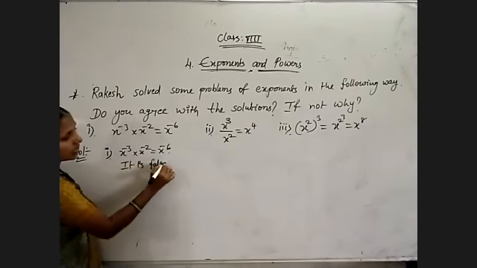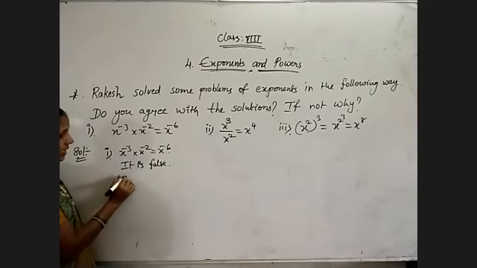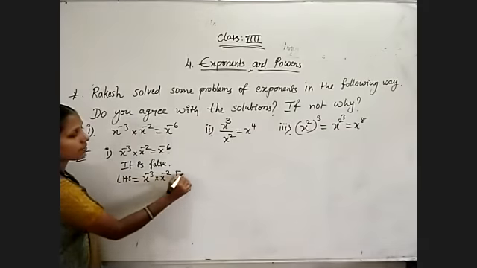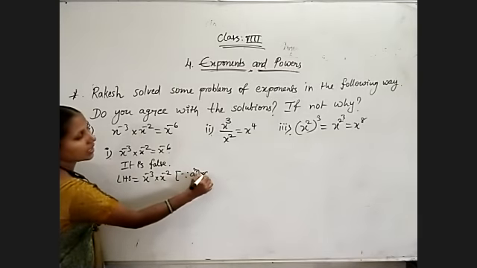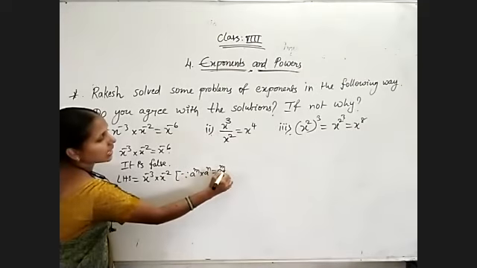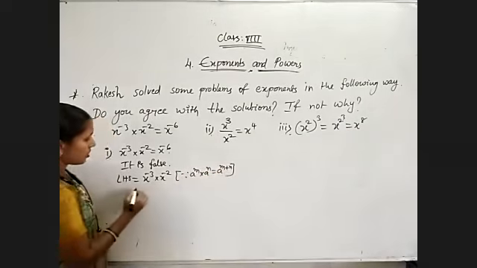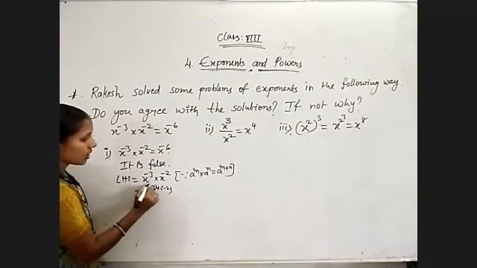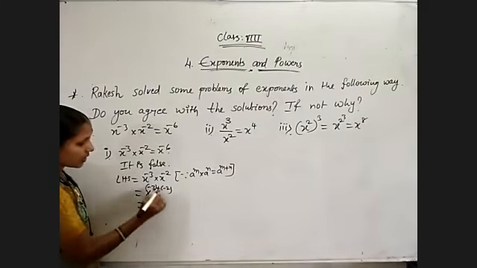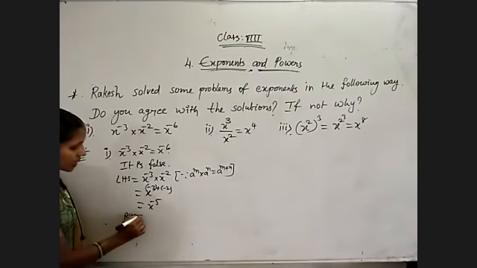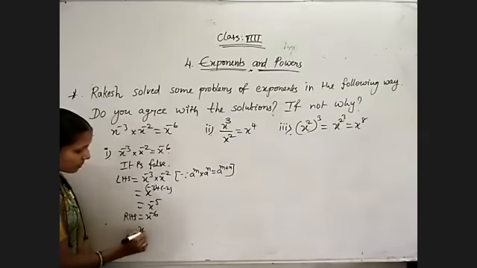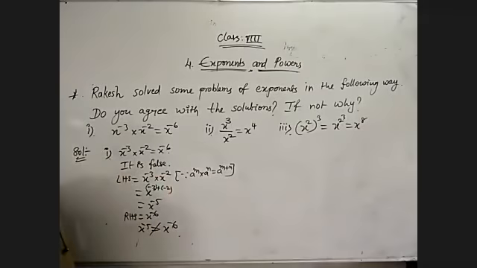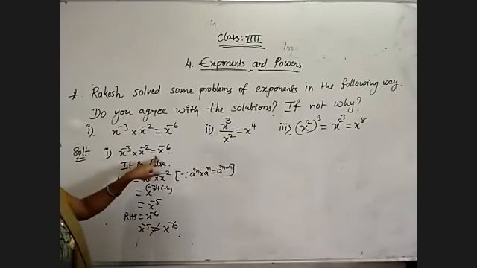So it is false, because on the LHS, x power minus 3 into x power minus 2 is in the form of a power m into a power n, and its simplification is a to the power of m plus n. So it is equal to x to the power of minus 3 plus minus 2, that is x power minus 5. And on the RHS we have x power minus 6. So x power minus 5 is not equal to x power minus 6. LHS is not equal to RHS.